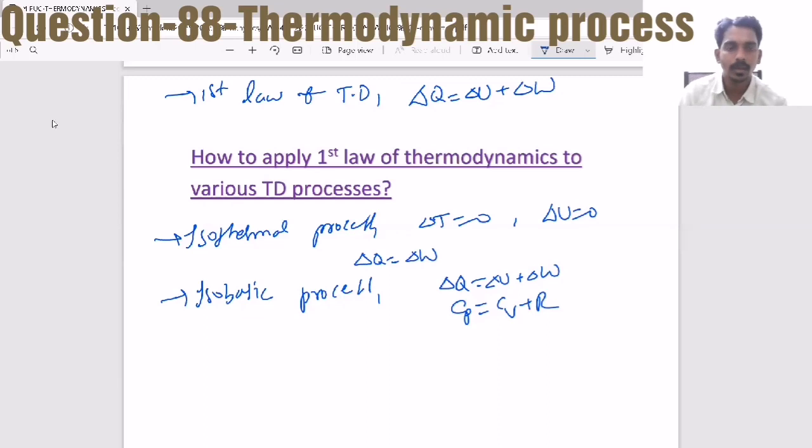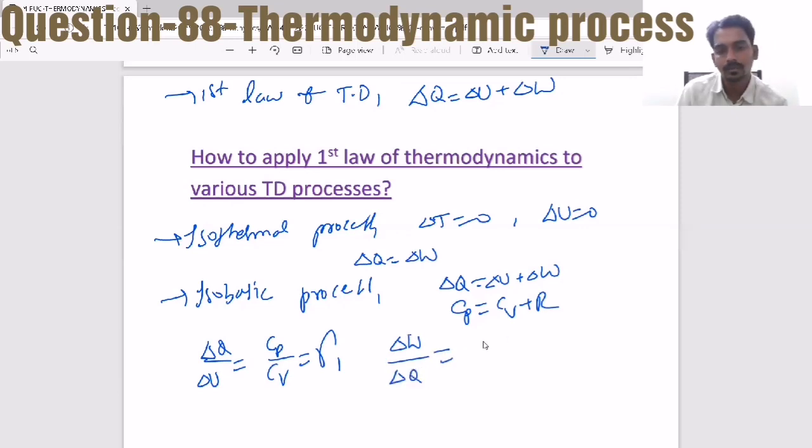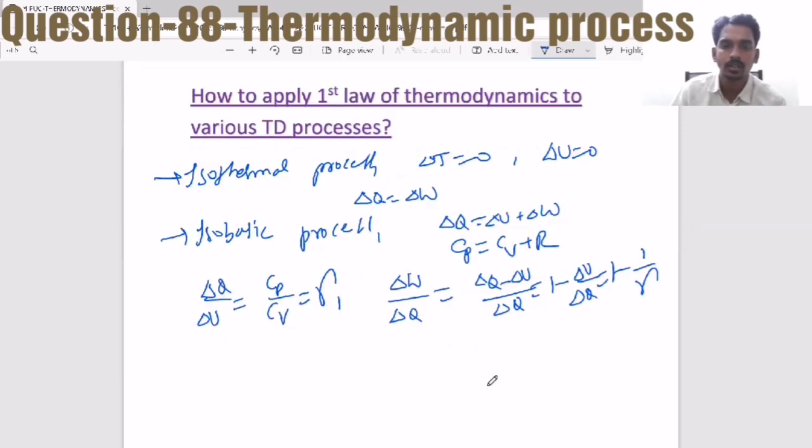Or else for the isobaric process, when you consider delta Q by delta U, that is Cp by Cv, it will become gamma. Or delta W by delta Q, that is nothing but delta Q minus delta U by delta Q, that is 1 minus delta U by delta Q, nothing but 1 minus 1 by gamma. That is the fraction of heat energy utilized in doing work.